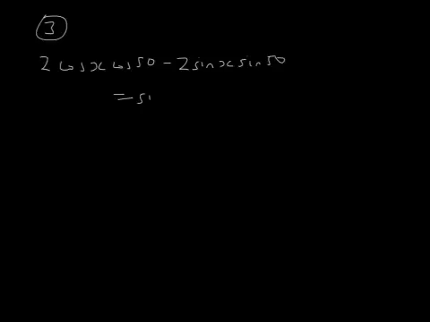Okay, in question 3, let's take the equation they've given us and expand using the relevant formula. So it's 2 cos x cos 50 minus 2 sin x sin 50, and that equals sin x cos 40 plus cos x sin 40.